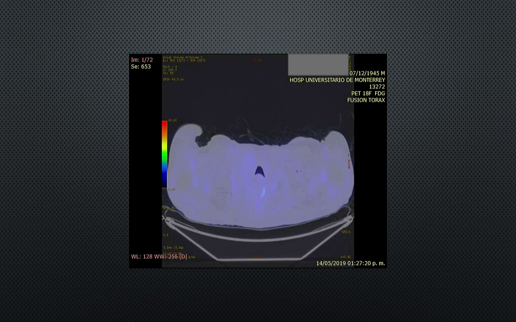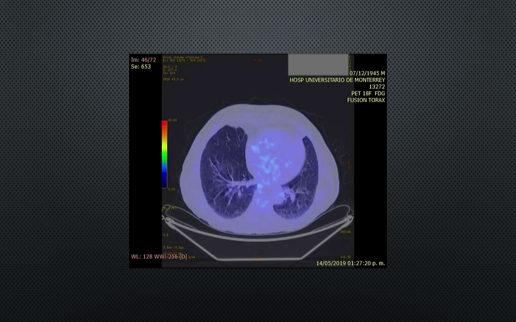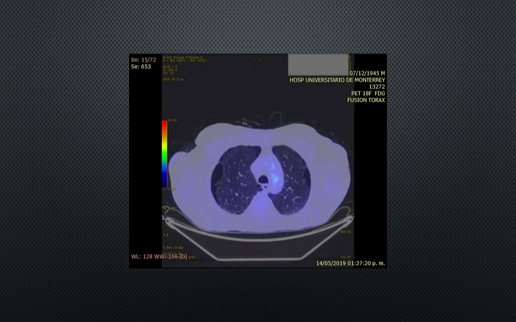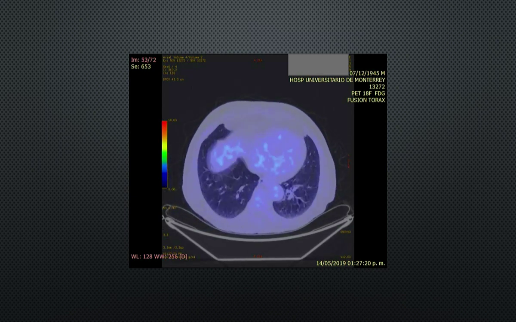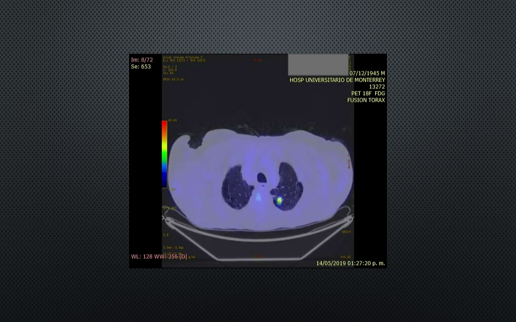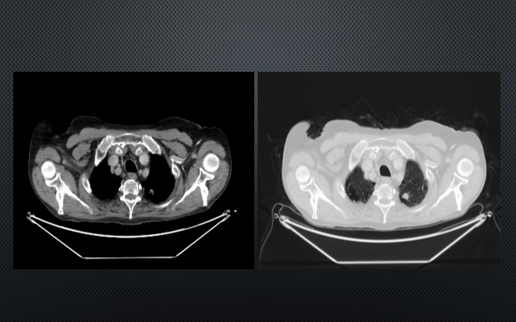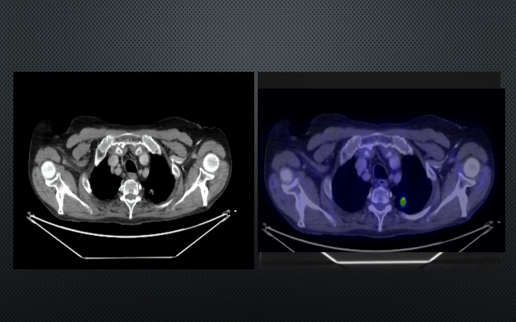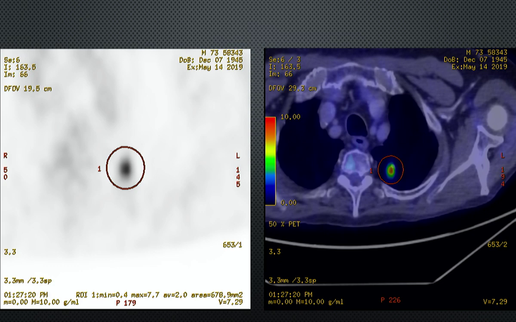Now I have a fusion image of the thorax with a lung window, and here is the most important finding in this study, okay? In the left upper lobe, we can see a nodule with increased uptake, and these CT images show the nodule is spiculated, with a cavity and increased uptake of the radiotracer. The standard uptake value of this nodule was 7.7, and with all the features, this nodule corresponds to a risk of malignancy of over 19%.